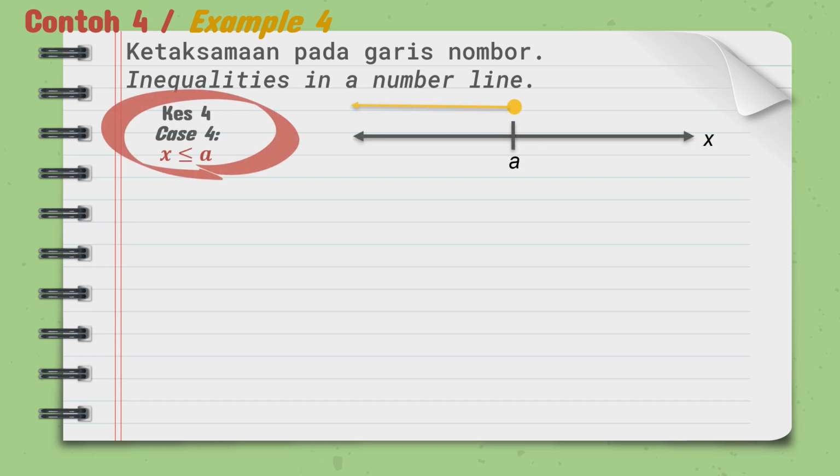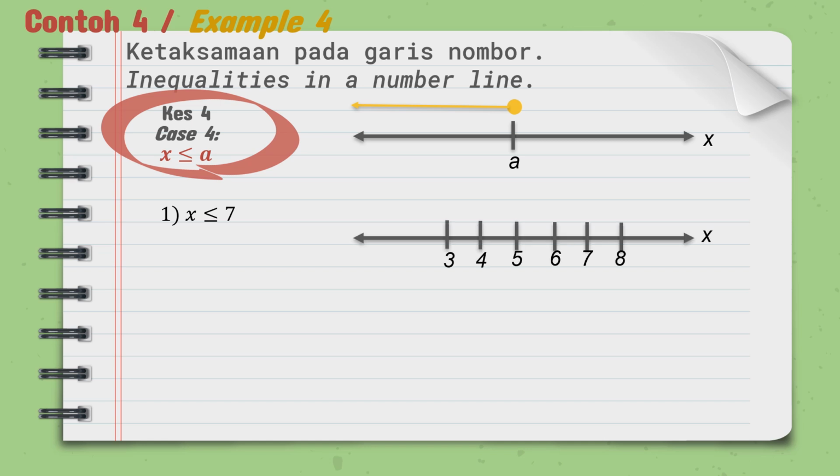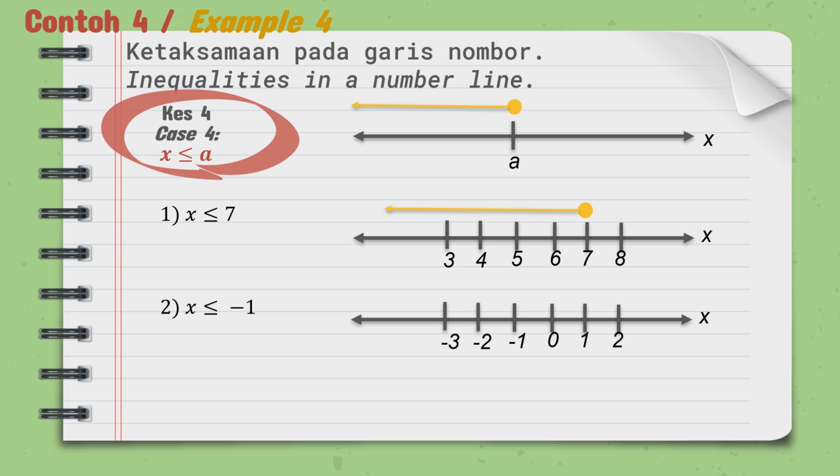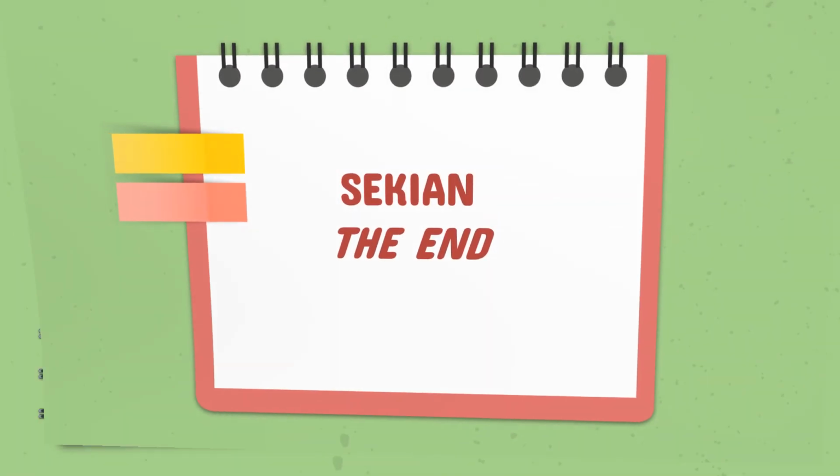Alright, so let us look at case 4, when x is less than or equal to A. When we have x less than or equal to 7, draw a number line. So put a dense circle here on top of the 7, and then the arrow goes to the left. And then lastly, we have x less than or equal to -1. So again, draw a number line. So at -1, you draw a dense circle, and then the arrow goes to the left.